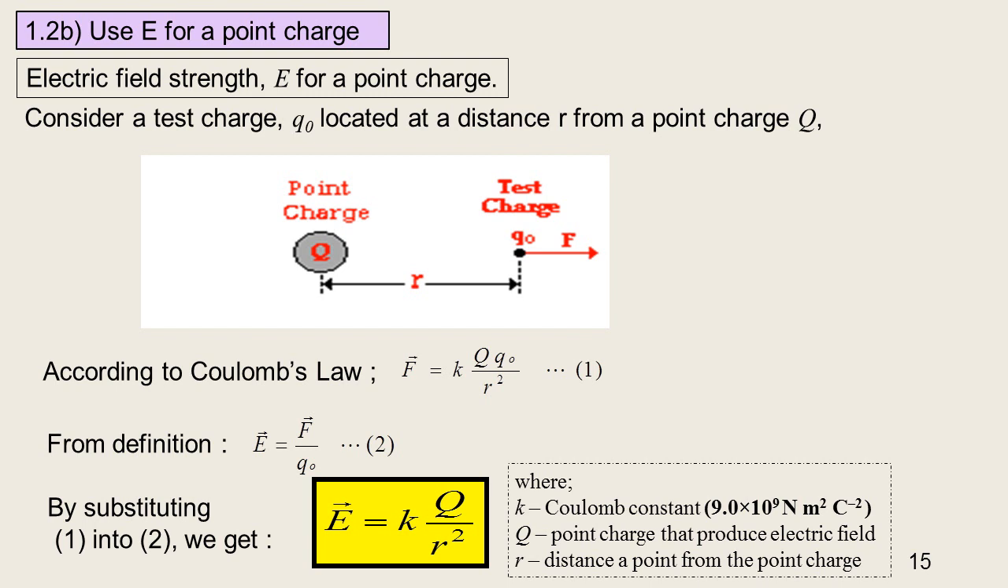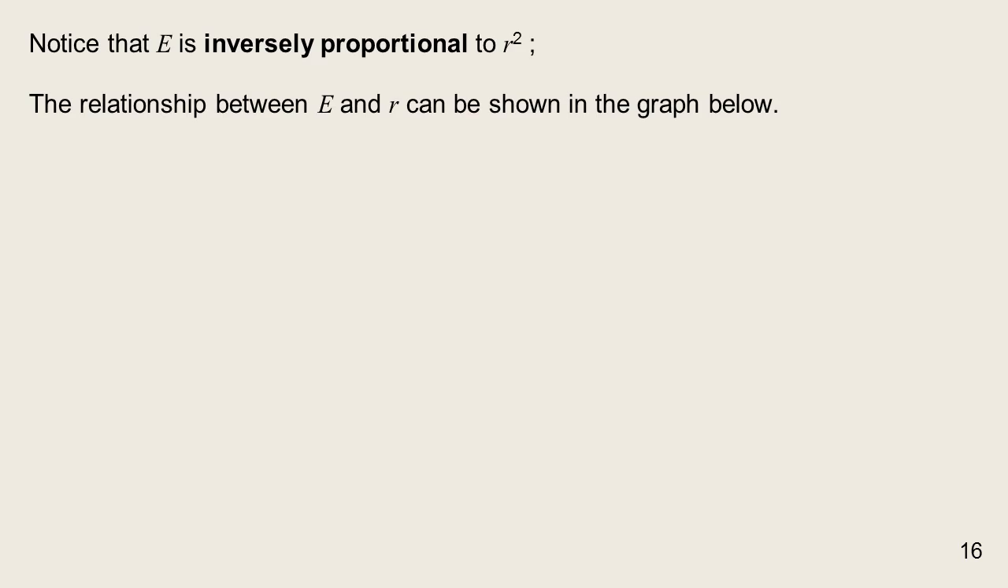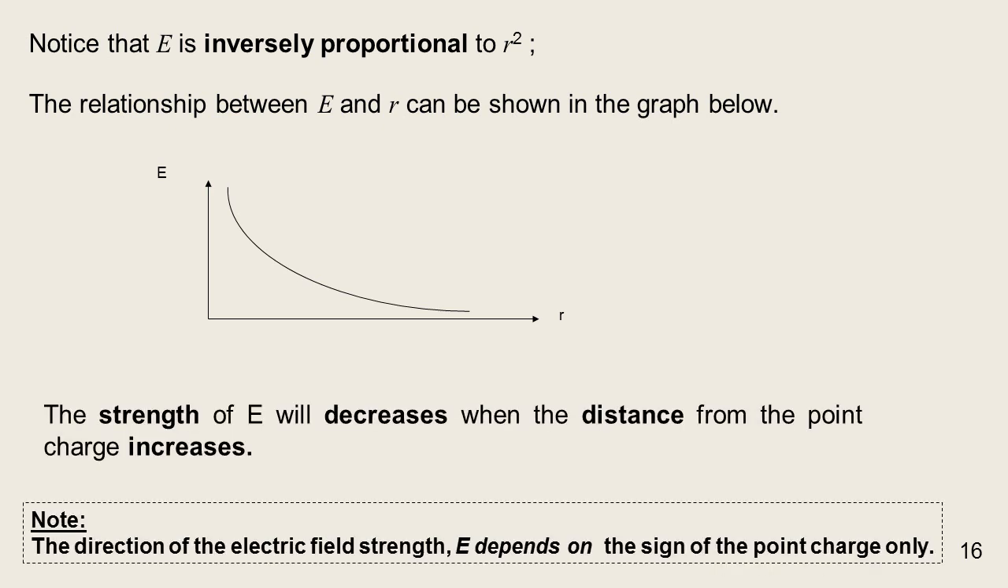So for the electric field strength, we have two formulas. One is F over Q naught, another formula is K Q over R squared. Notice that E is inversely proportional to R squared. The relationship between E and R can be shown in the figure below. If you sketch a graph of E against R, you get an inverse relationship. The strength of E will decrease when the distance from the point charge increases.